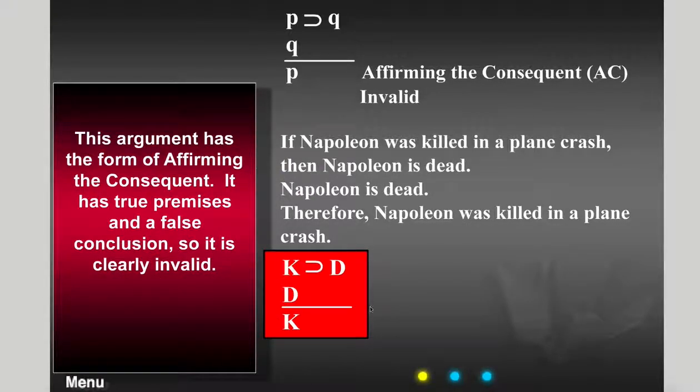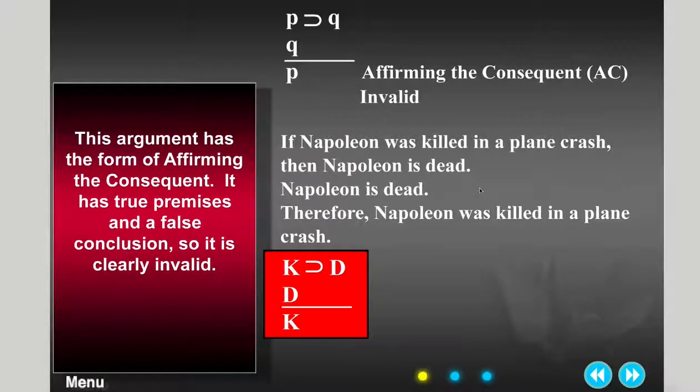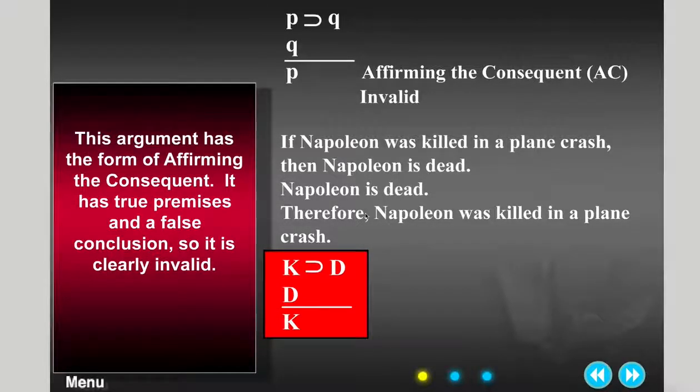Again, you could put in other letters for it. If Napoleon was killed, using K here, in a plane crash, then Napoleon, and again, you could use N here, or you could use D here, D, therefore Q. Therefore, Napoleon was killed in a plane crash. Just reason that along. You don't even need to know anything about history, because we're not testing for soundness.